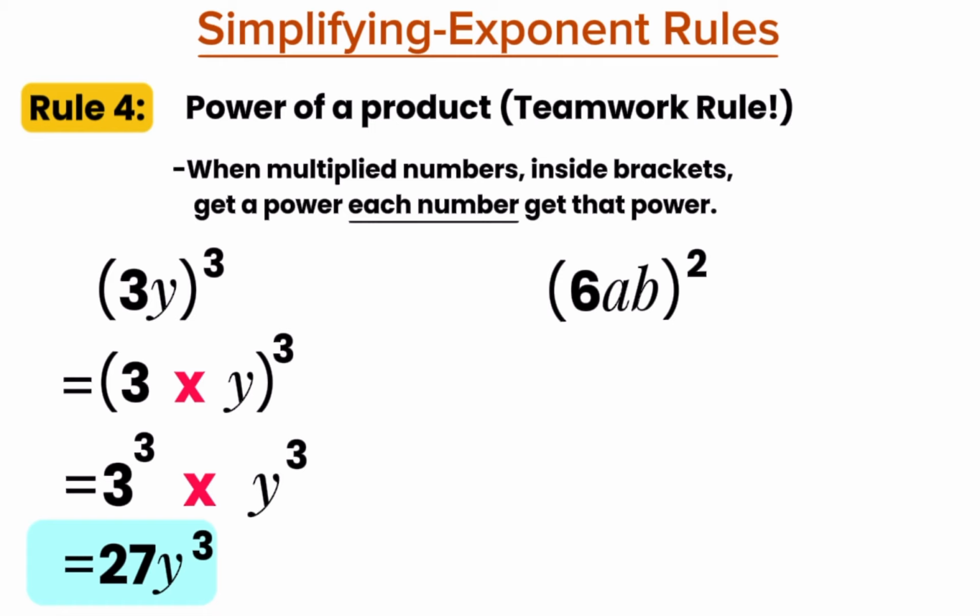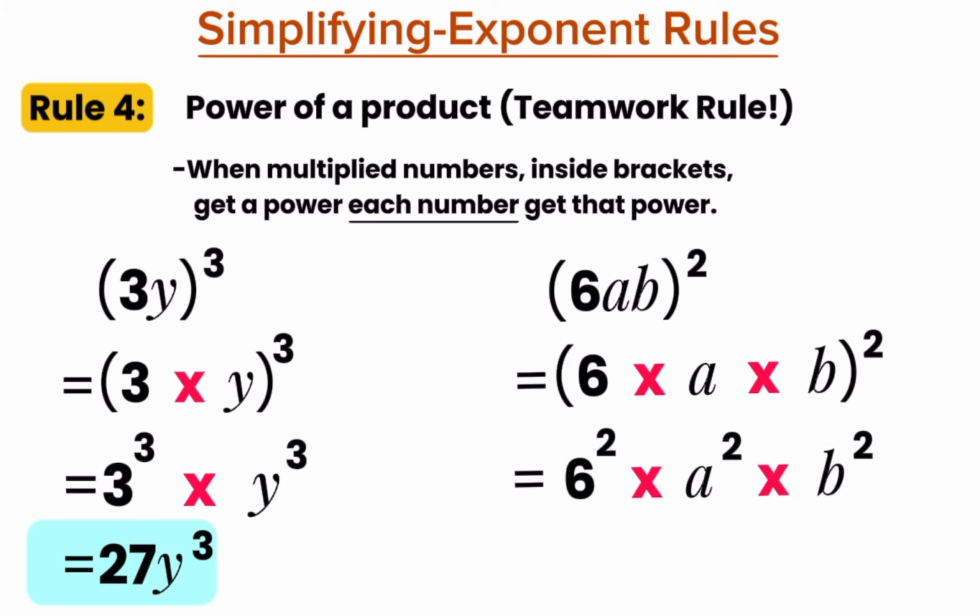Even though there are 3 values that are a product, the rule stays the same. This team of values all get the power of 2. So 6 times a times b to the power of 2 becomes 6 squared times a squared times b squared. Therefore, simplified, the answer is 36 times a squared times b squared.